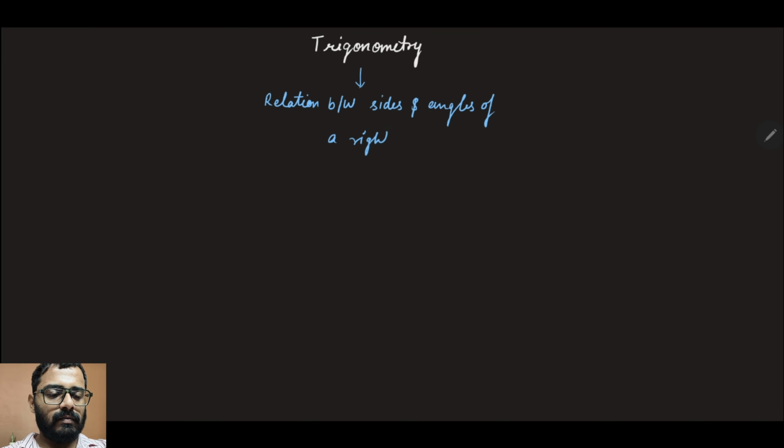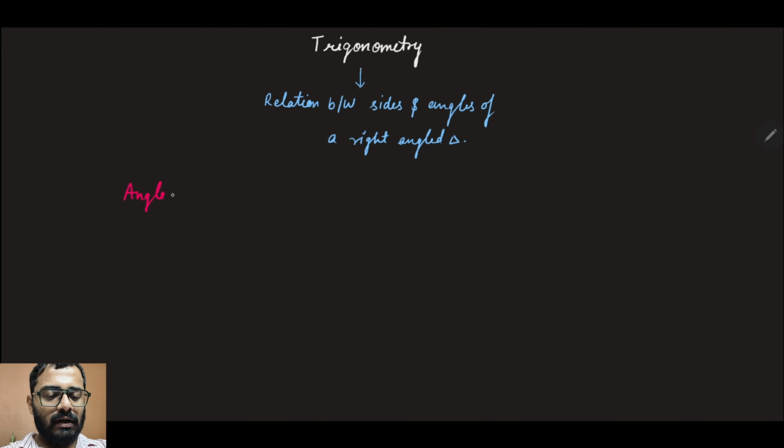Our topic is trigonometry now. Trigonometry is basically the relation between sides and angles of a right angle triangle. As we are going to discuss angles here, we will first understand angle.